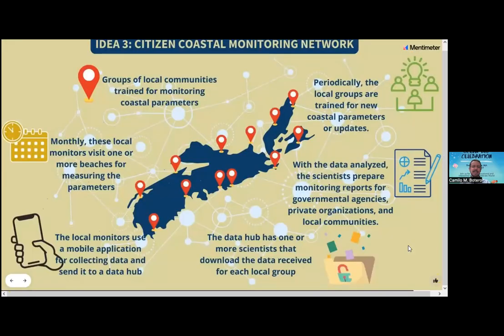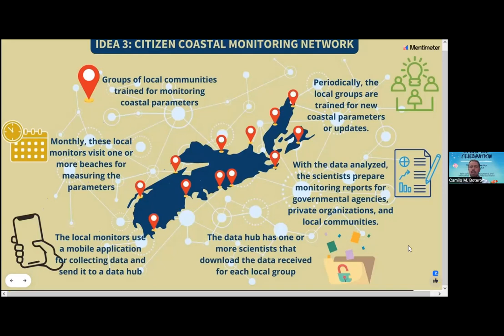And the third idea, the final idea, we will start a conversation. I'm very happy that Marianne is here from the Diocesan Environment Network, because we are speaking about trying to create this idea. This is an idea in development, and it is the idea to create a citizen coastal monitoring network. Imagine that here in Nova Scotia we have different local communities close to the coast, and all of these groups of local communities are trained for monitoring coastal parameters.